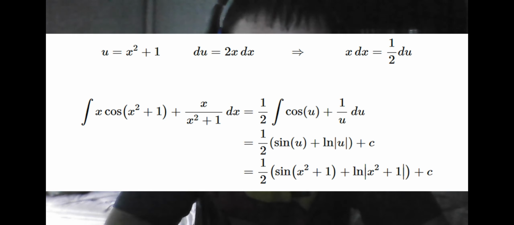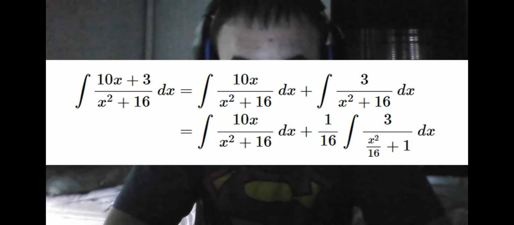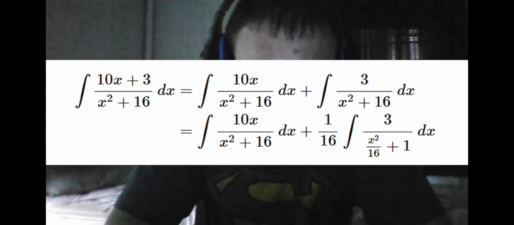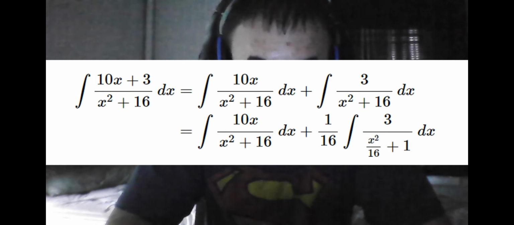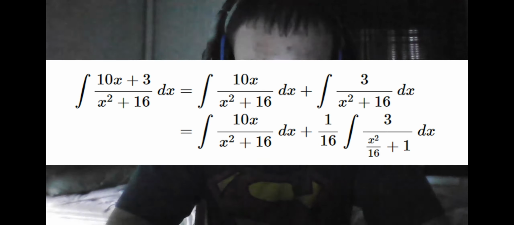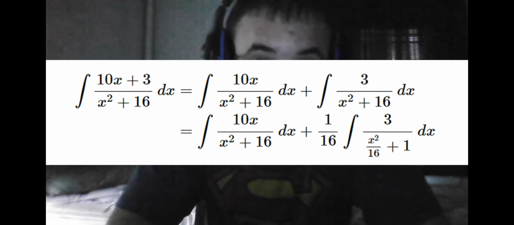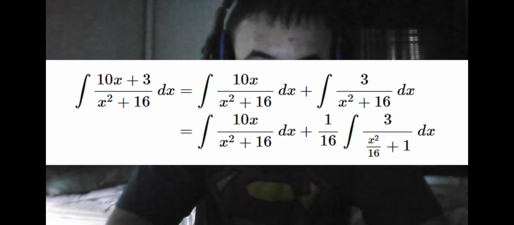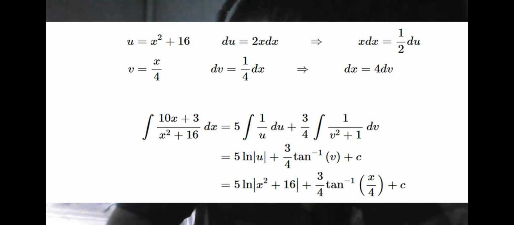Sometimes you will actually have to do more than one substitution at the same exact time, as this function shows. We first break up the integral so that all terms in the numerator are the numerator of individual integrals. Get the right-hand integral in terms of an integral we know by multiplying everything by 1/16 to get it in the form x squared plus 1 in the denominator, which we know is the derivative of the inverse tangent. We see now in the first integral u equals x squared plus 16, so differential of u equals 2x times differential of x, and x times differential of x is 1/2 differential u.